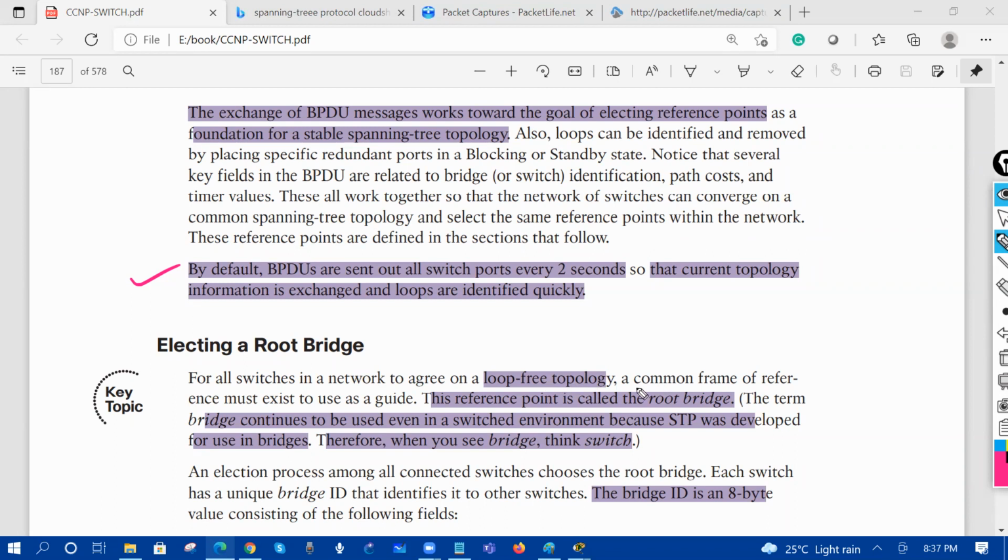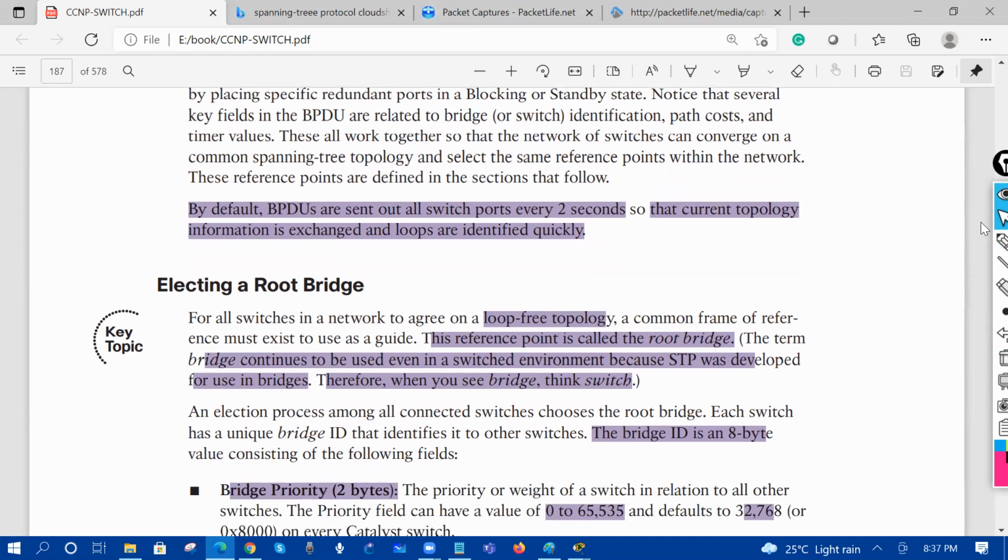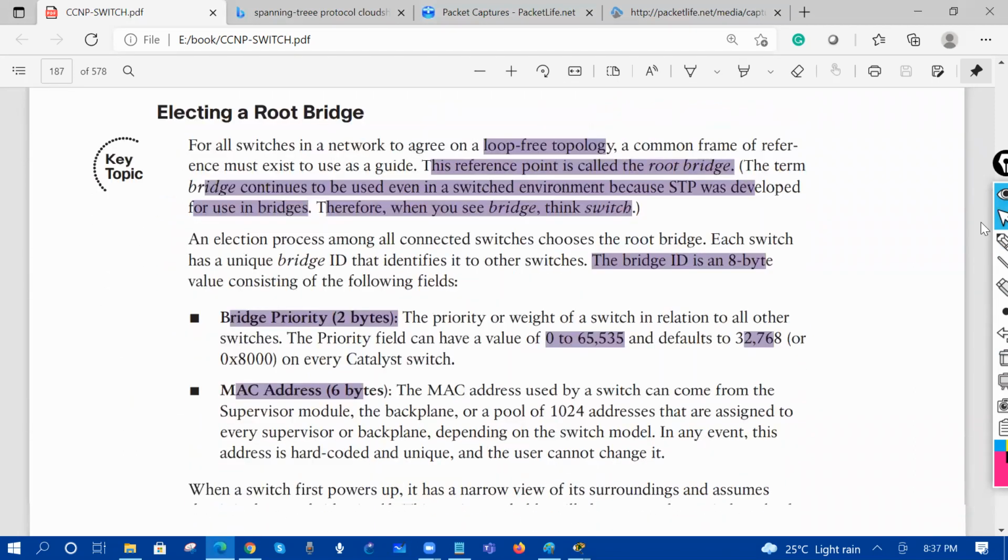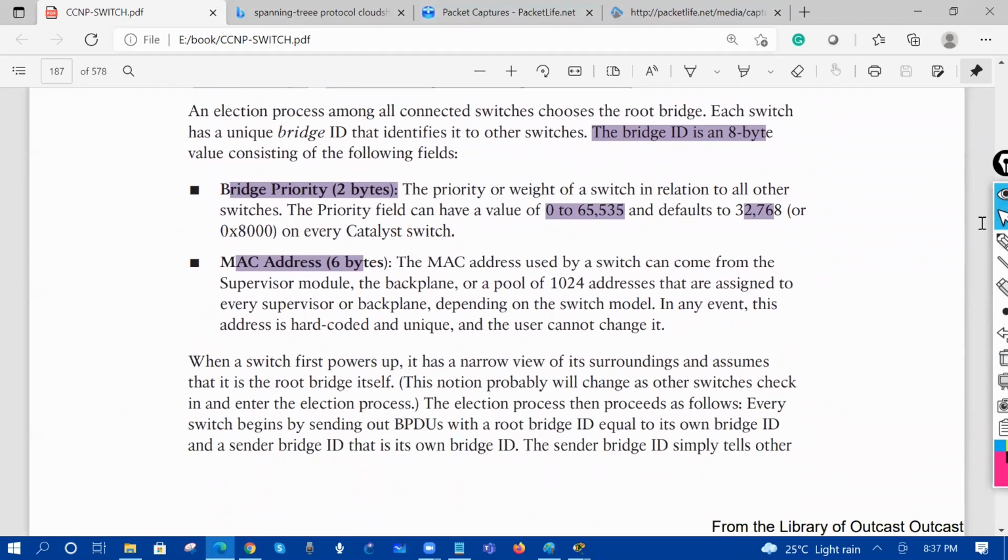So the common reference point is called the root bridge. Okay. And we need to extend the BPDU every 2 seconds so that we can quickly identify the loops. The bridge priority is 2 bytes, 0 to 65535, and the default is 32768 on every Catalyst switch. And the MAC address is 6 bytes, right?